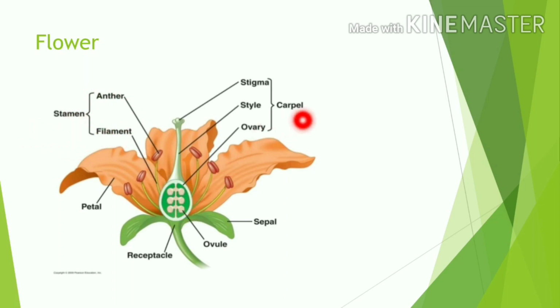Next one is the carpel. So this roundish big part is known as the ovary, and this small round structure is called the ovule, and this long filament structure is known as the style, and this roundish head is known as the stigma. The stigma, style and ovary together are known as the carpel.